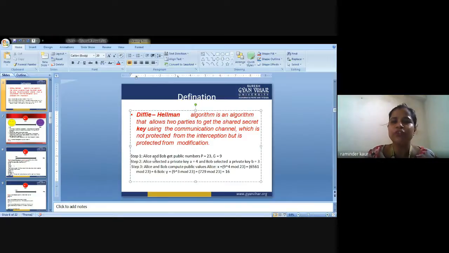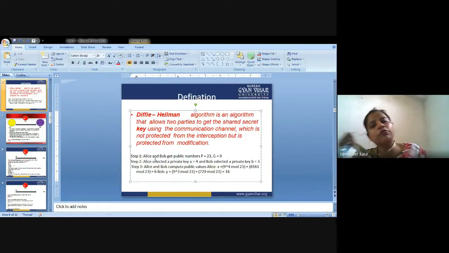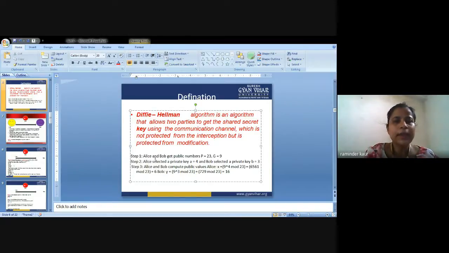Similarly, for Bob, Y is equal to 9 raised to power 3 into modulus of 23. 9 into 9 into 9 will be 729 into modulus of 23. We calculate the value as 16. So these two values are the result of step 3. First is P and G, second is private keys, third is the calculation for the key generation. Next is the algorithm that I have discussed here.